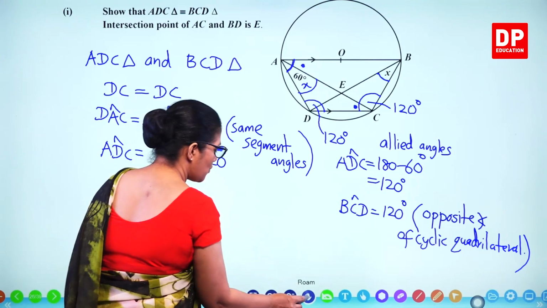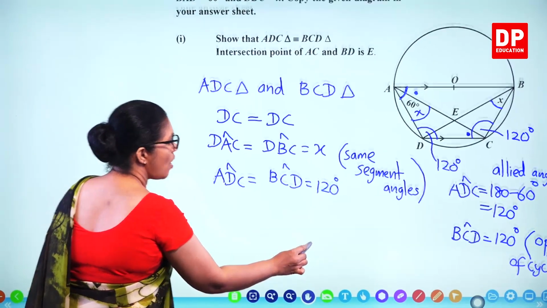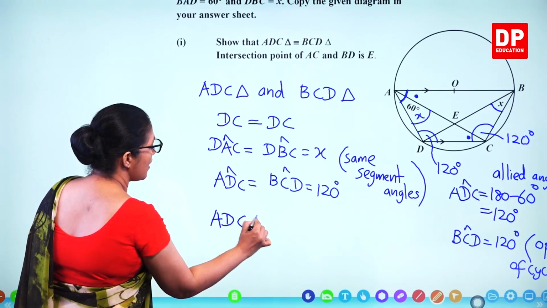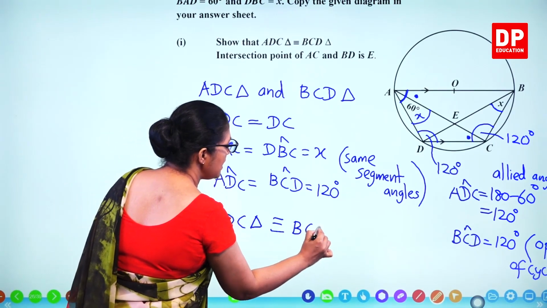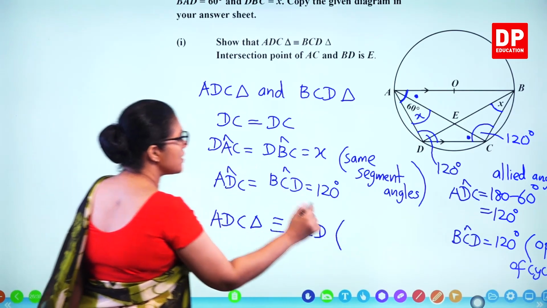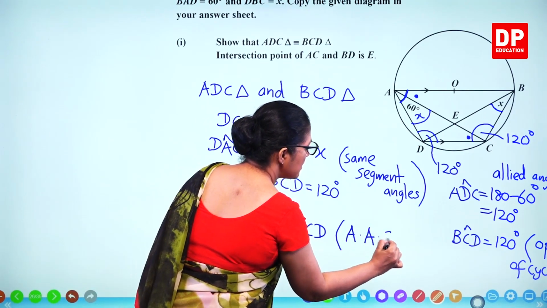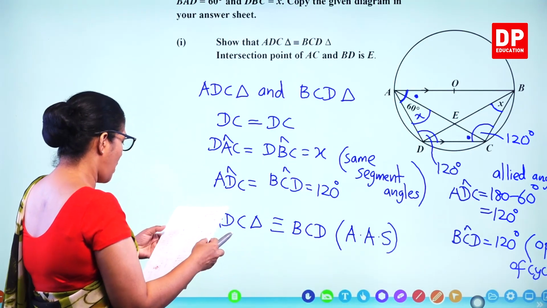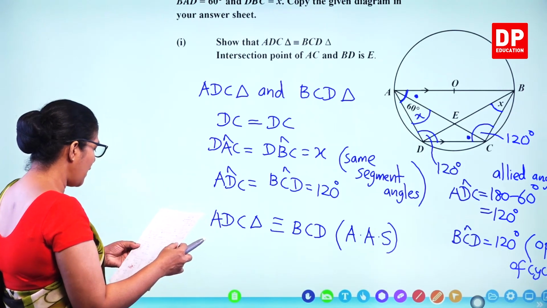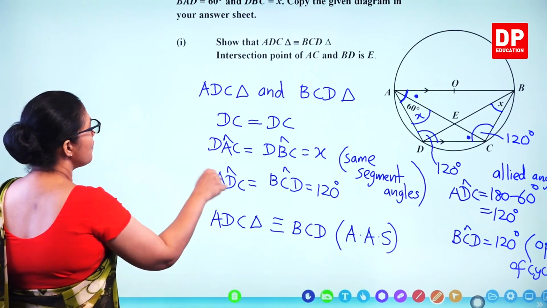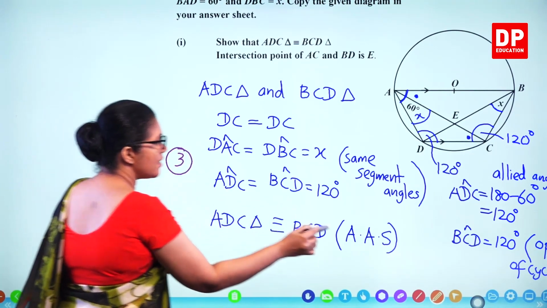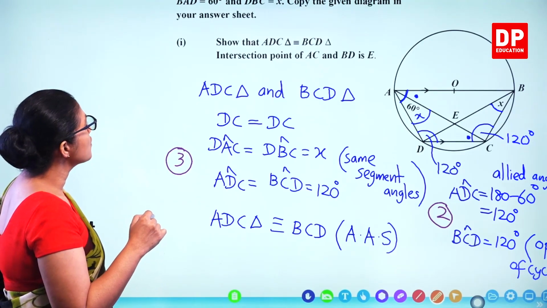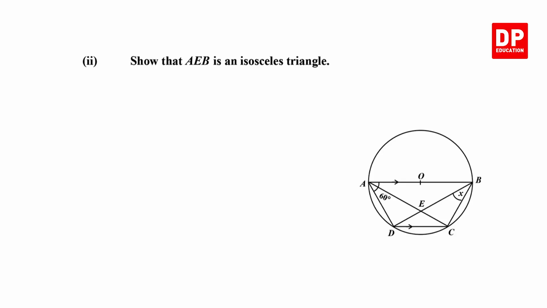So, because of these three reasons, these two are congruent. So, we can say triangle ADC is congruent to triangle BCD. Two angles and one side. Angle, angle, side. So, how many marks for the first part? You get 5 marks. 3 marks for this reason and 2 marks for showing these angles. So 5 marks altogether. Let's do the second part.